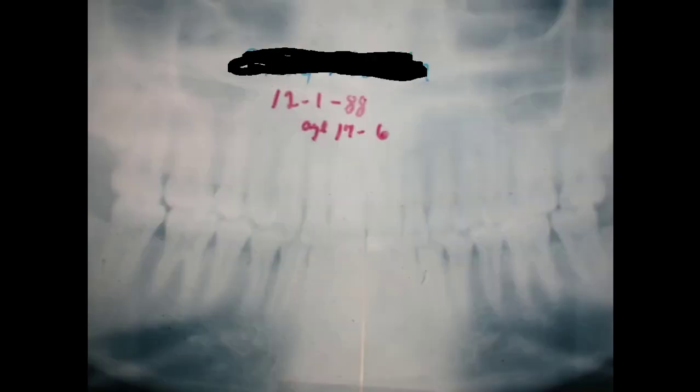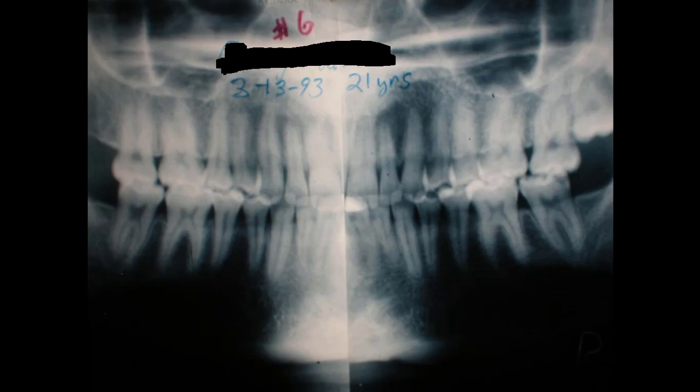Now, this is 1988, and the young man is 17 and 6 months at this point, and everything's in the mouth in good shape. And I can't think I've even got the braces taken off and everything at this point. And the last panorex we took was in 1993, and he was 21 years of age, and here are the teeth on that side.